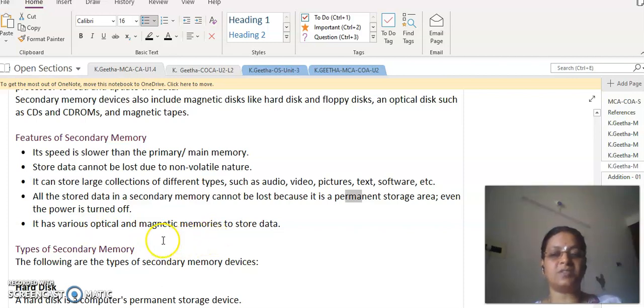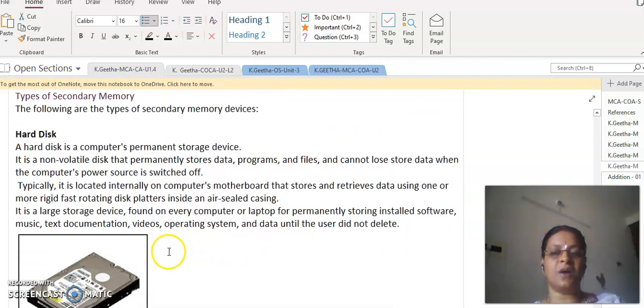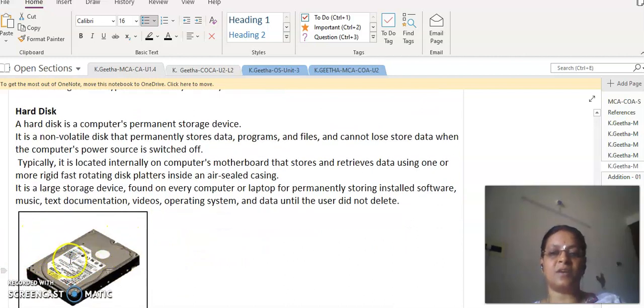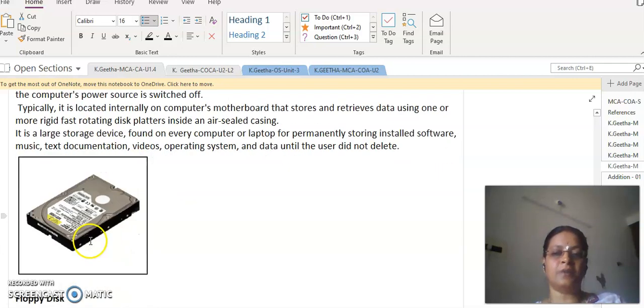Coming to the classifications of the secondary memory, as we have discussed, one is called the hard disk. The hard disk will look like this. You will have the storage devices inside this sealed casing, and every computer will have large storage devices for permanently storing installed software, music, documentation, and other things which we need not delete. That sort of information can be stored in the hard disk.